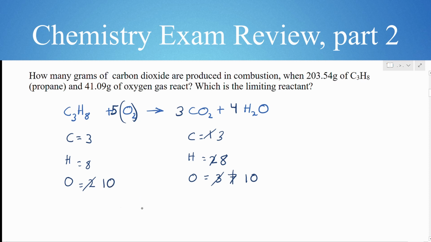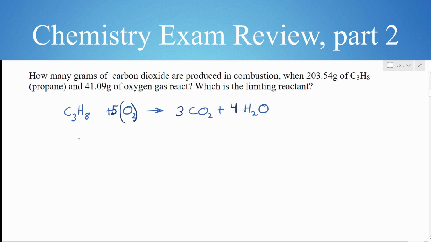So now our balanced equation is 1 mole of C3H8 plus 5 moles of oxygen gas to yield 3 moles of carbon dioxide and 4 moles of water. Alright, so now we can get into the information that they are giving us here. So how many grams of carbon dioxide are going to be made?